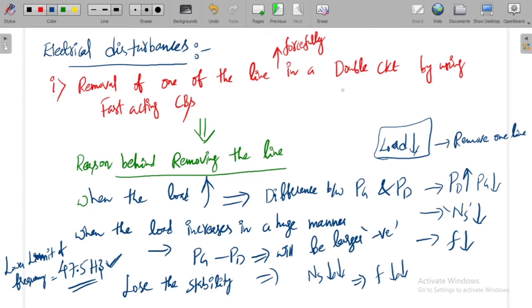When the load is suddenly and indefinitely increased, beyond our control, we will disconnect one of the lines in a double circuit configuration forcefully by using fast acting circuit breakers, to avoid the frequency collapse, basically. Okay, now we will see what happens when I remove one line.